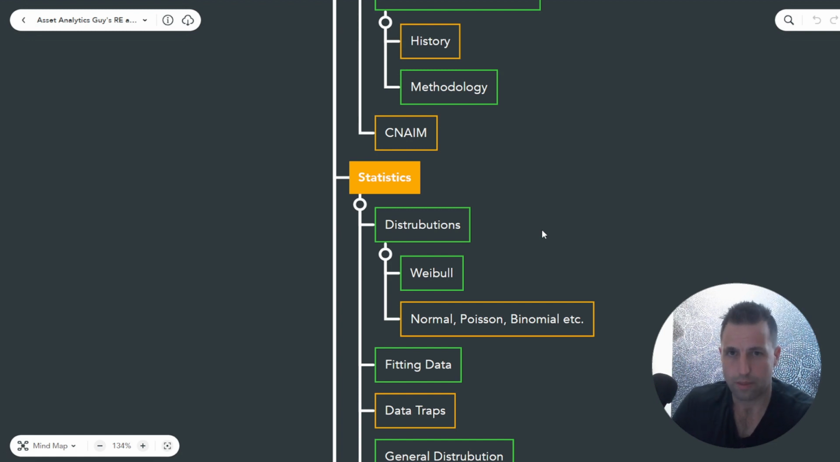Weibull distribution is the main one that we use in this discipline. You will be exposed to other ones like normal and Poisson and binomial distributions and so on. But when we come back to understanding physical assets, the one that's the most flexible and the one that fits most of the tasks that we need to do is the Weibull distribution. So read up on that one, understand the 1, 2, 3 parameter Weibull.